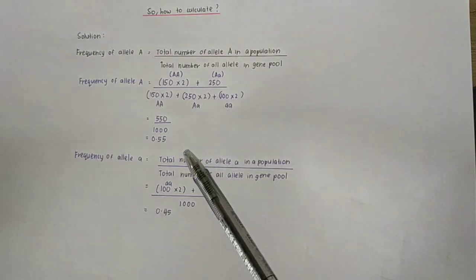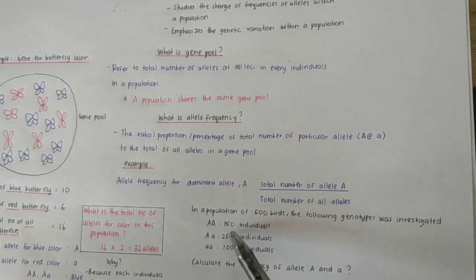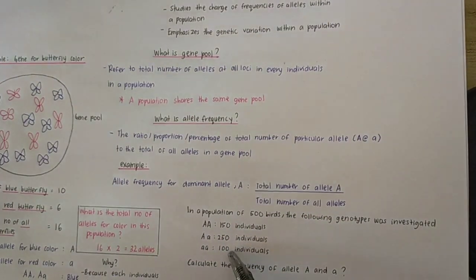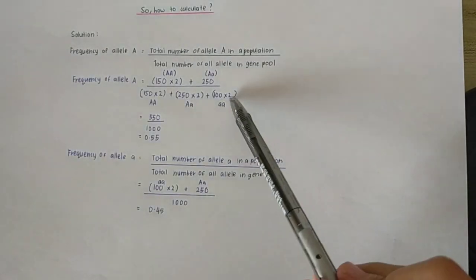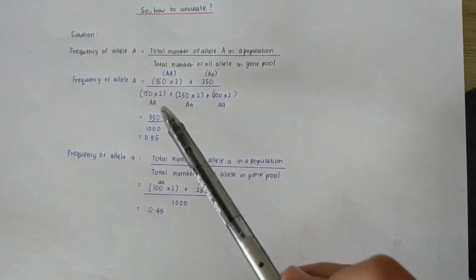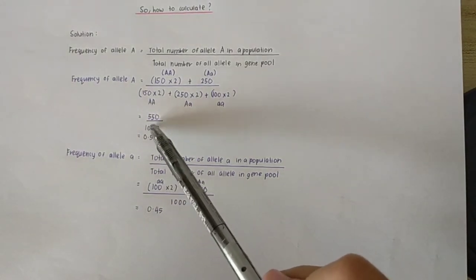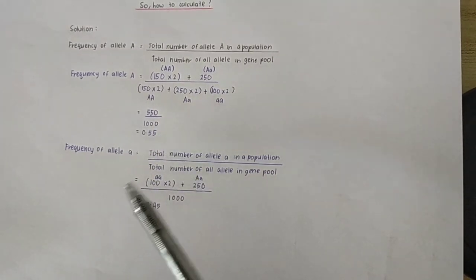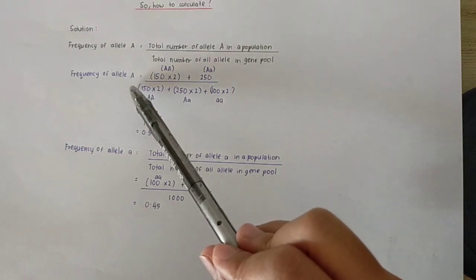So maksudnya awak tambahkan dengan 250, over total number of all allele in gene pool. So macam mana kita nak cari? Semuanya akan bergantung kepada bilangan individu in this population. Maksudnya 150 darabkan dengan 2, sebab satu individu akan bawa 2 allele. Plus 250, times also with 2. Plus 100 times with 2. So dapatlah macam ni. Bila awak calculate, you will get 550 over 1000. So the answer is 0.55. So this is for frequency of dominant allele, which is capital A.